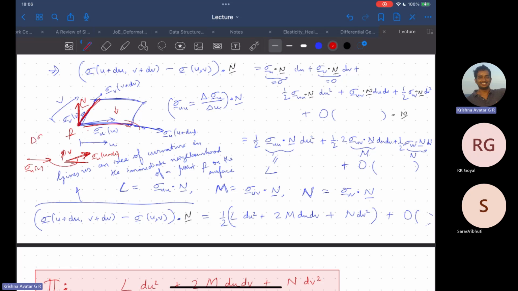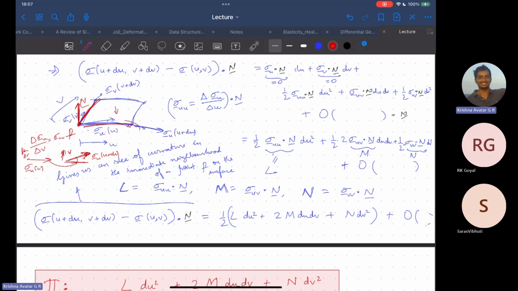So it is like delta sigma u by delta v, which in the limit of delta v tending to 0 becomes sigma uv. So when you take a dot product with n, it gives us a cross coupling between the u and v directions with respect to the normal vector. So that is the whole idea.